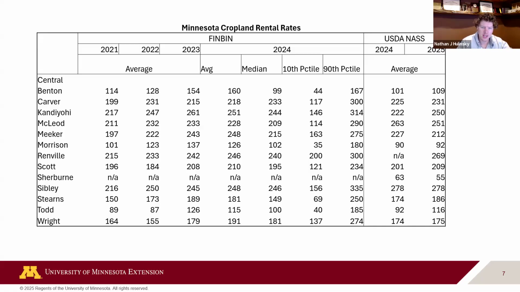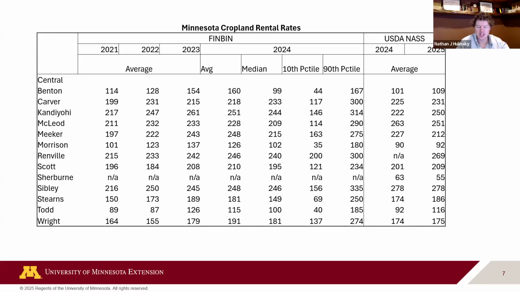That's all FinBin data. And approximately 10% of all corn and soybean farmers in the state of Minnesota are in this database. So it's a very robust data set that we have. On the far right-hand side of the screen are the USDA numbers. So we have both 2024 and 2025 USDA county averages.